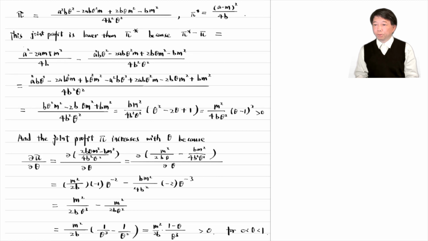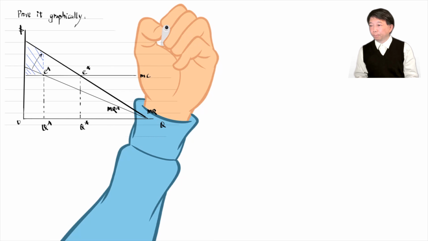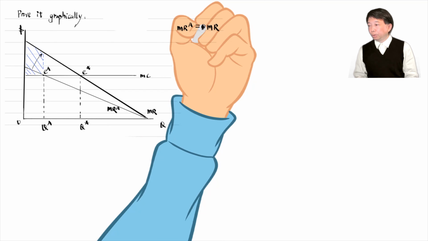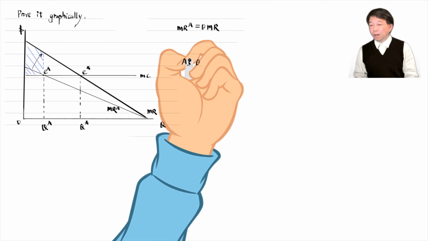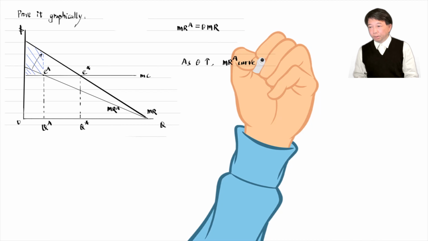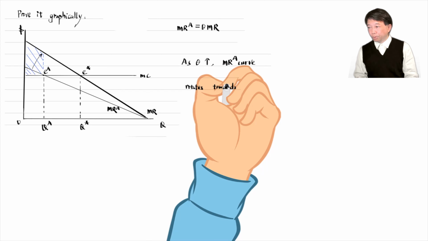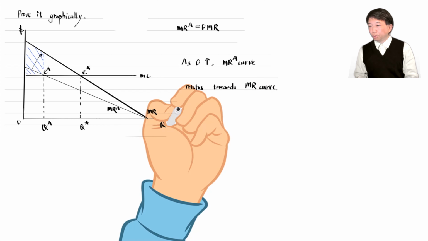Another way to see the relation between the joint profit and the agent's revenue share is to draw a graph. The marginal cost curve is a horizontal line. The agent's marginal revenue equals theta times the original marginal revenue. So the agent's marginal revenue curve lies below the original one. As theta increases, the agent's marginal revenue curve rotates towards the original marginal revenue curve.